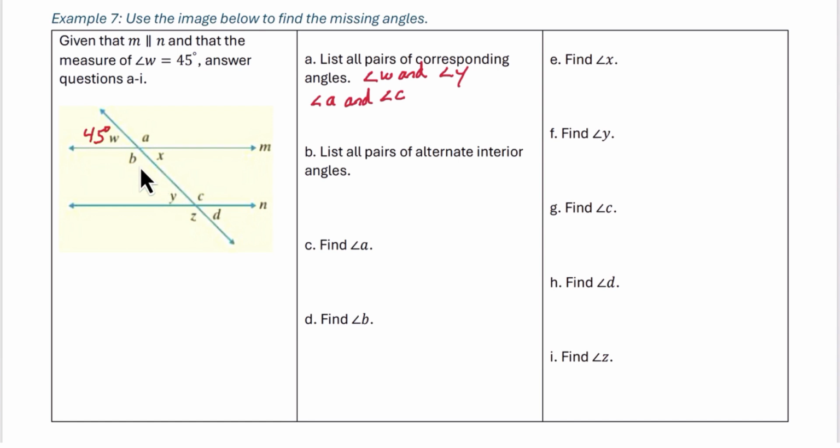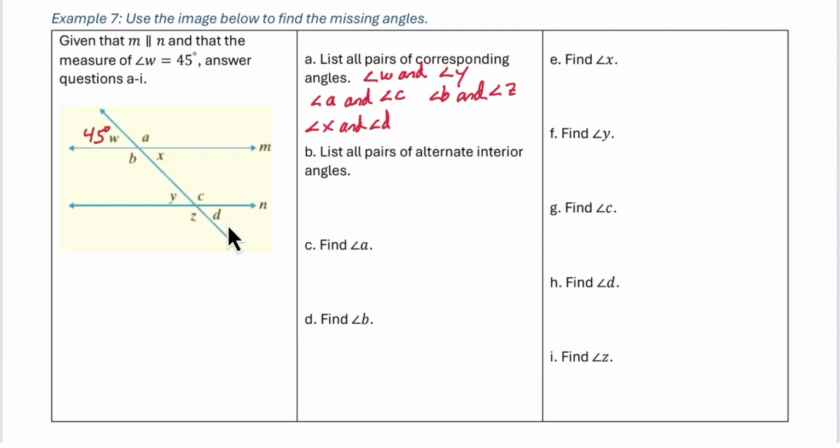If we wanted to look at angle B, angle B and angle Z are corresponding. They're both on the left side of the transversal, and they're both on the bottom of their corresponding parallel lines. Angle X and D are also corresponding angles.